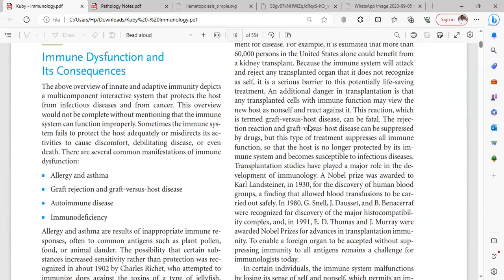So maybe I'll introduce this: when the immune system becomes dysfunctional, it leads to several manifestations that show the immune system is not in order. Some of them are allergy and asthma, which we'll talk about under hypersensitivity reactions. Graft rejection, we'll talk about in transplantation immunology. And then we'll also see autoimmune disease and immunodeficiency. So once these four things occur, you'll know there's a problem somewhere with the immune system.